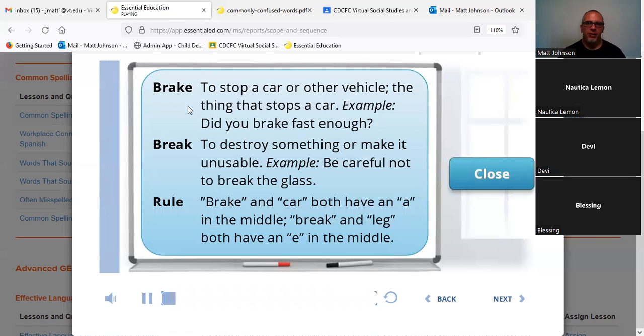So break, take a look here. Spelled B-R-A-K-E, it means to stop a car or other vehicle, or the thing that stops a car. Example, did you brake fast enough? Break, spelled B-R-E-A-K, means to destroy something or make it unusable. Example, be careful not to break the glass. Remember, brake and car both have an A in the middle, and break and leg both have an E in the middle. You brake a car, but you break your leg.